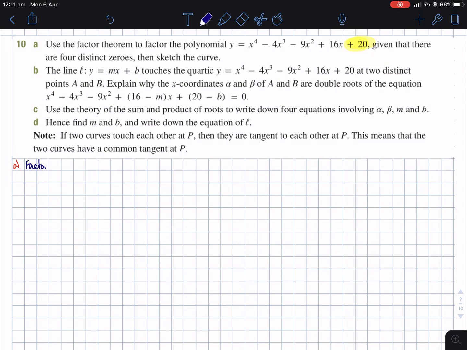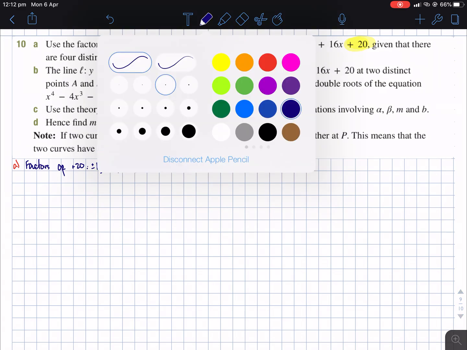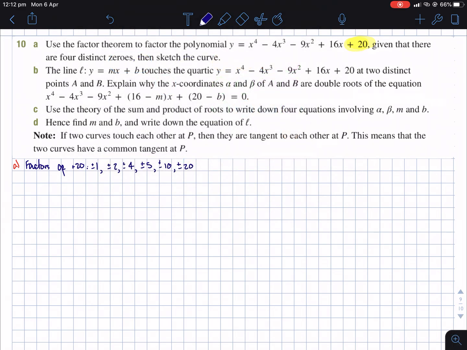Factors of 20, positive 20. Well, we've got plus or minus 1, plus or minus 2, plus or minus 4, plus or minus 5, plus or minus 10 and plus or minus 20. So what I mean by plus or minus is I could have had positive 1 times positive 20, negative 1 times negative 20. This is just a quicker way to write it. I'm going to start putting these in.